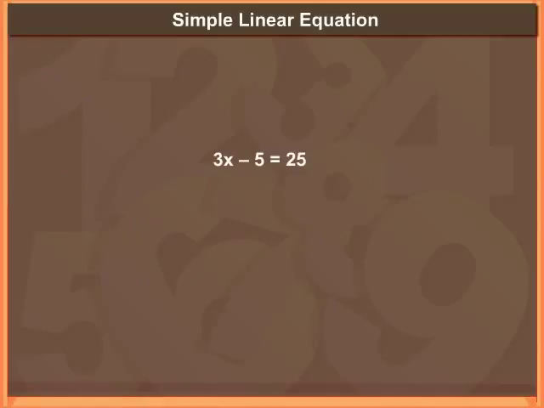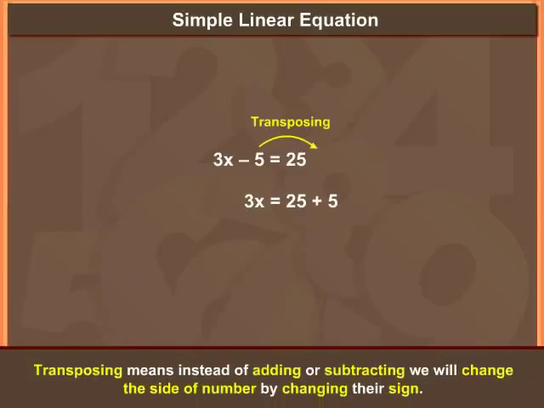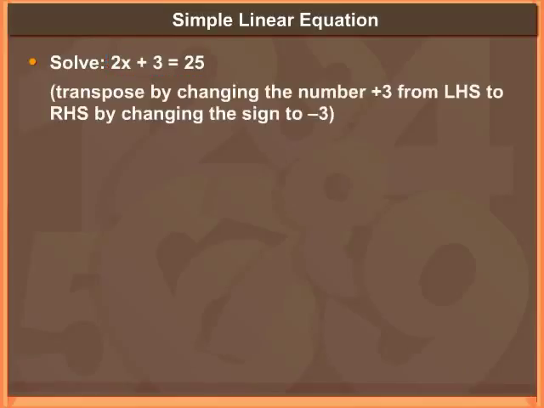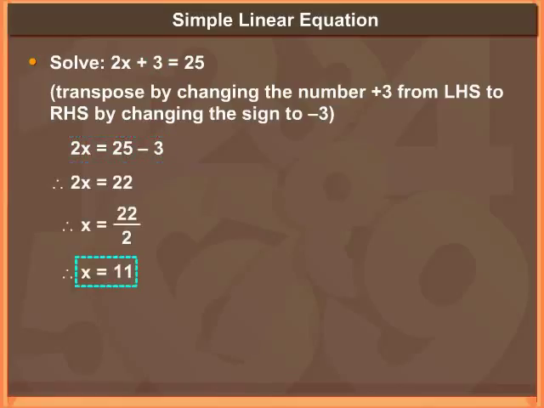We can get an alternative solution by transposing. Transposing means instead of adding or subtracting, we will change the side of the number by changing its sign. Let us try this in the same equation, 2x + 3 = 25. By transposing 3 from the left-hand side to the right-hand side, by changing its sign, we get 2x = 25 - 3. Therefore, by further calculating, we get x = 11.